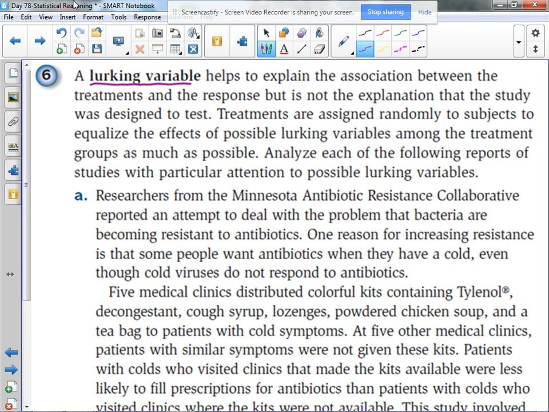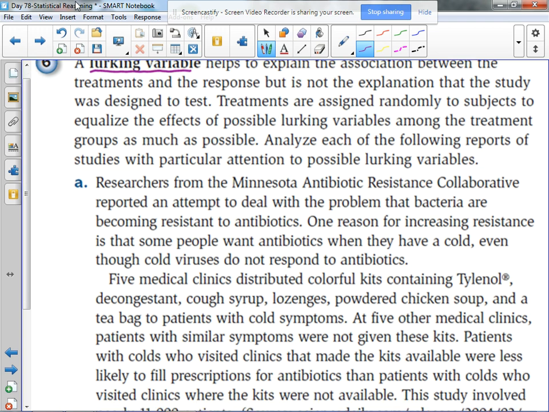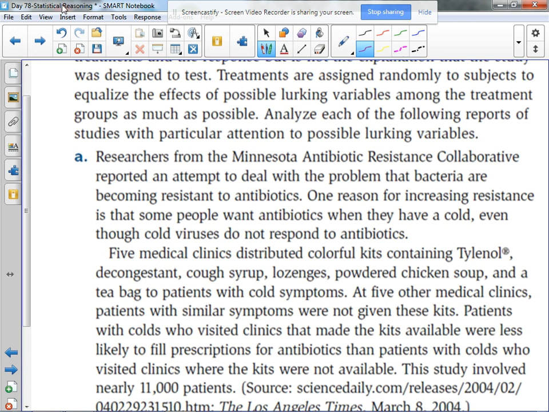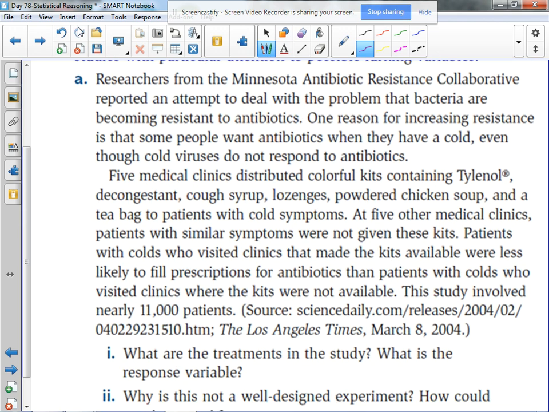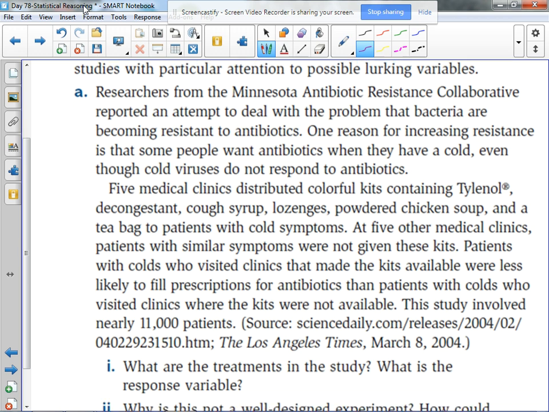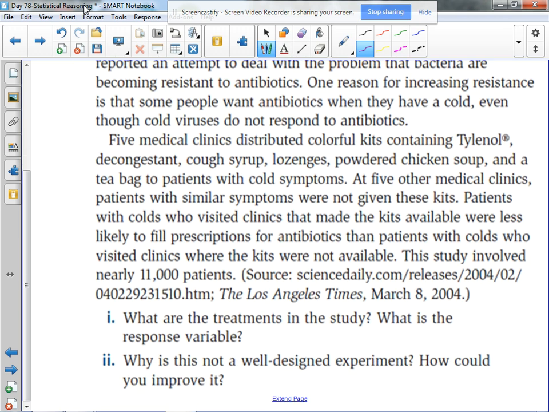So that is one reason why treatments are assigned randomly. It's trying to take into consideration or trying to eliminate these lurking variables as much as possible. You're never going to completely get around it, but it will help minimize the effects of it. So what I want you to do is read that description of that study for part A, and answer the questions there for parts 1 and 2.